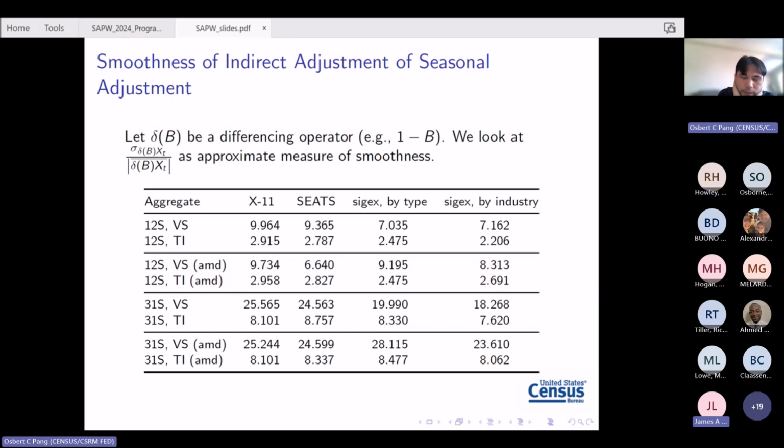So we did this for all of these, and I'll just highlight a couple of examples. In this case, we're looking at a differencing operator of some sort, delta B. We will just take the first difference, and we're looking at the standard deviation of the differences divided by the absolute value of the average difference as an approximate measure of smoothness.